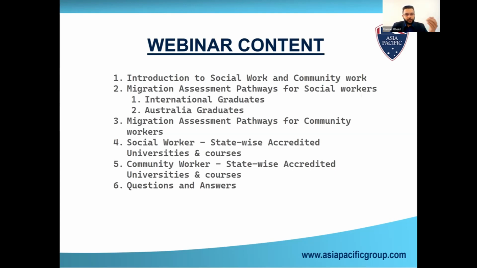Okay. So first we'll discuss how the occupations work. Then we'll talk about the assessment, whether it's onshore or offshore degree. We'll discuss that as well. And then we'll talk about the migration assessment pathway, like whether you can get the assessment done with your English score or the right qualification or not. And then we'll discuss the state-wise accredited pathways for social work and community worker. We'll divide it into two different parts, even though there's a lot of overlap, but we'll still have to divide them into two separate parts. And at the end, if you have any questions, we are happy to answer anything at the end of the session. If you can't find the right answer, we'll find it for you. Okay, so let's go to the next slide, please.